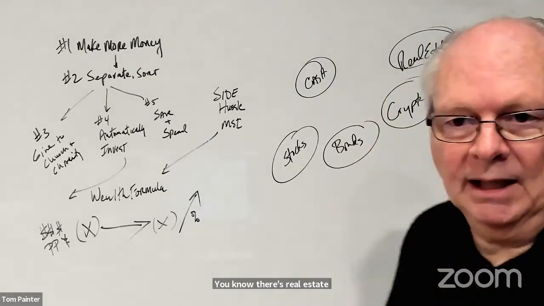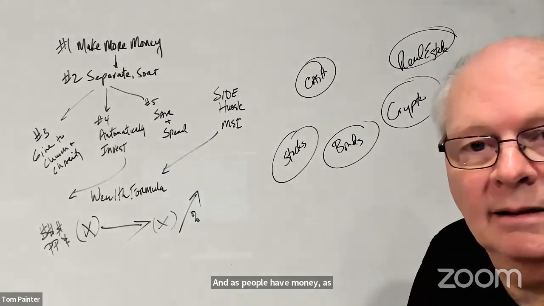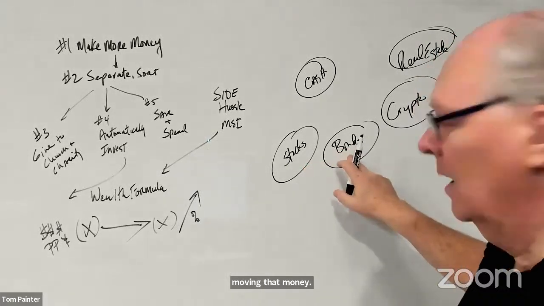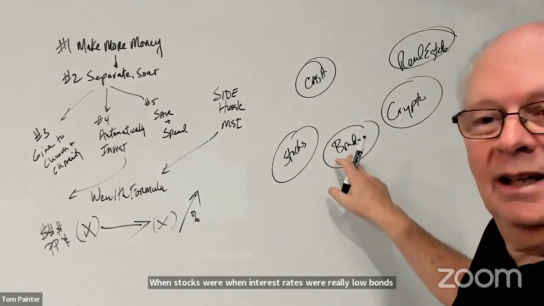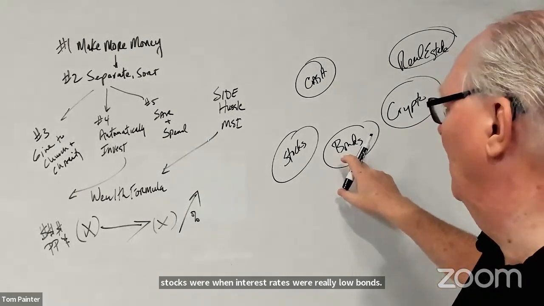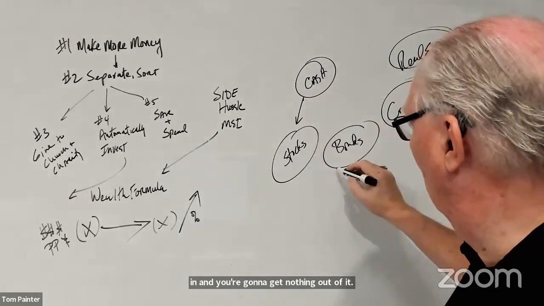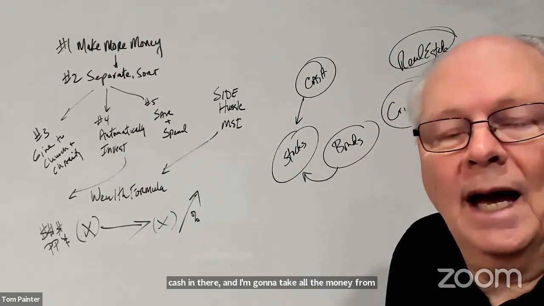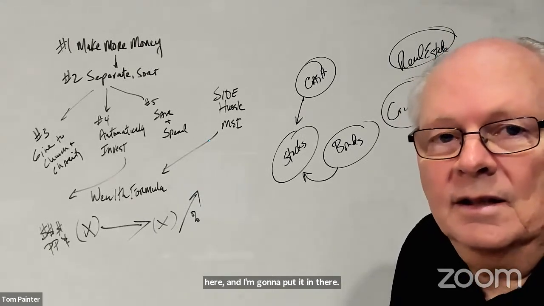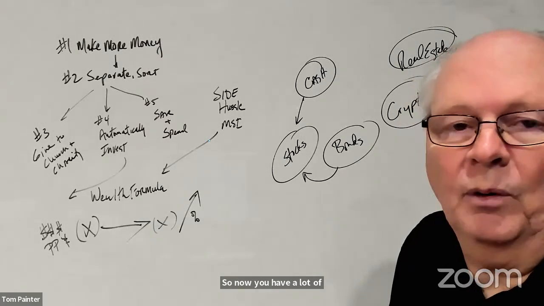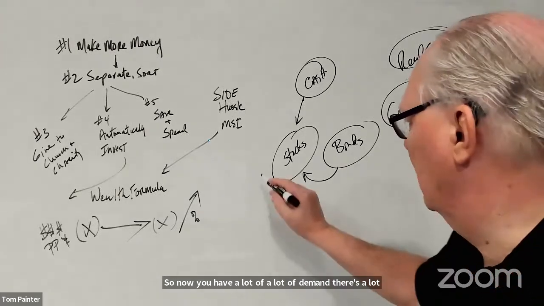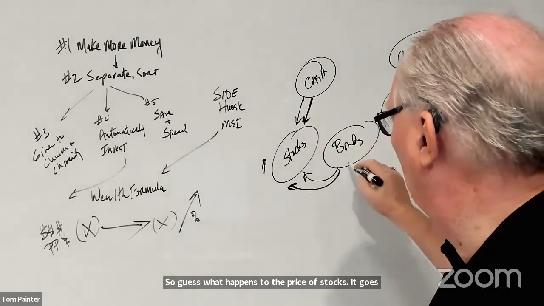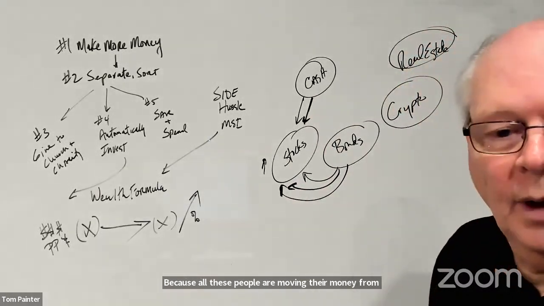And as people have money, they're moving that money. When interest rates were really low, bonds were very attractive. Hey, you're going to put your money in and you're going to get nothing out of it, so I don't want my money there. I'm going to take all the money from here and I'm going to put it in there. So now you have a lot of demand. There's a lot of people that want to put their money there. So guess what happens to the price of stocks? It goes up. Why? Because all these people are moving their money from there. Okay, so what happens?